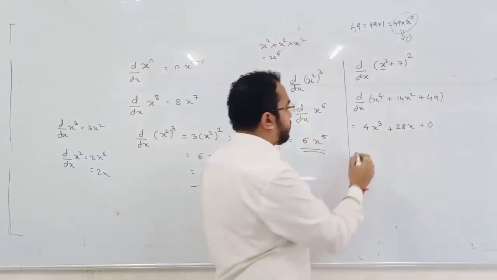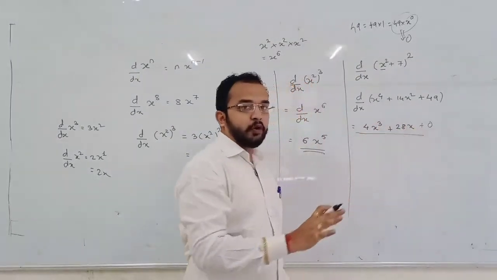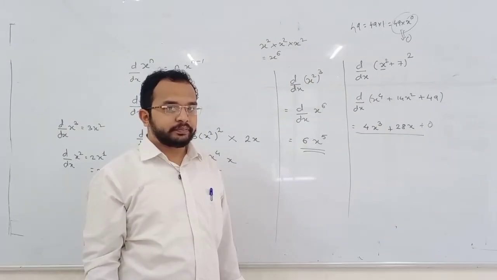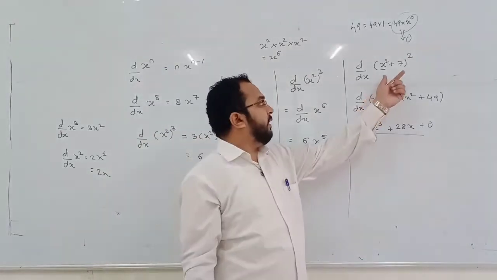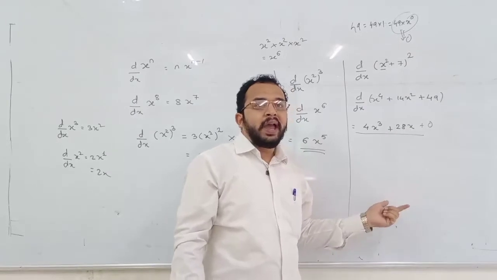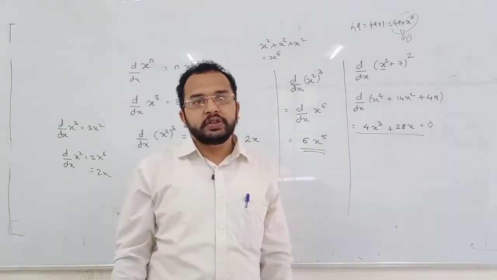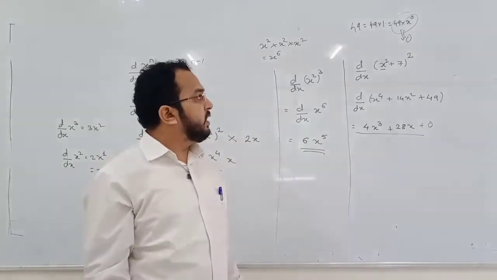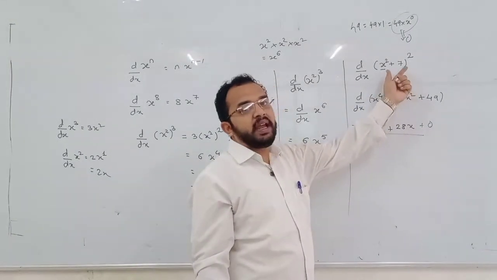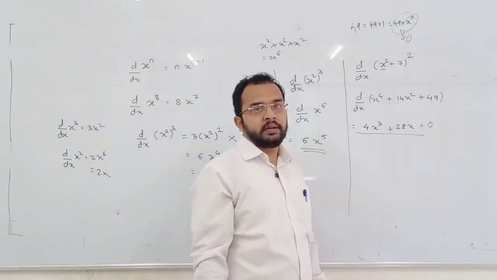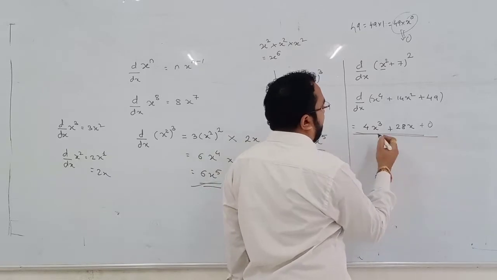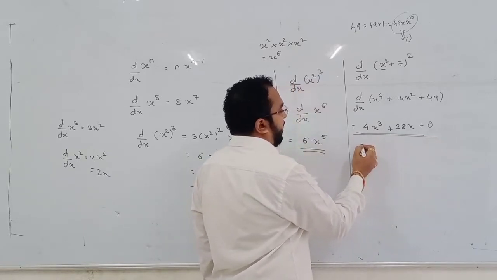4x cube plus 28x. Without applying chain rule. काय केलेलं? Directly मी काय केलेलं? Open केलं a plus b the whole square. Why I haven't used chain rule? Because in this case it is very easy to open this bracket. Because we know the formula a plus b the whole square. Let's see whether our answer is correct or not by chain rule.